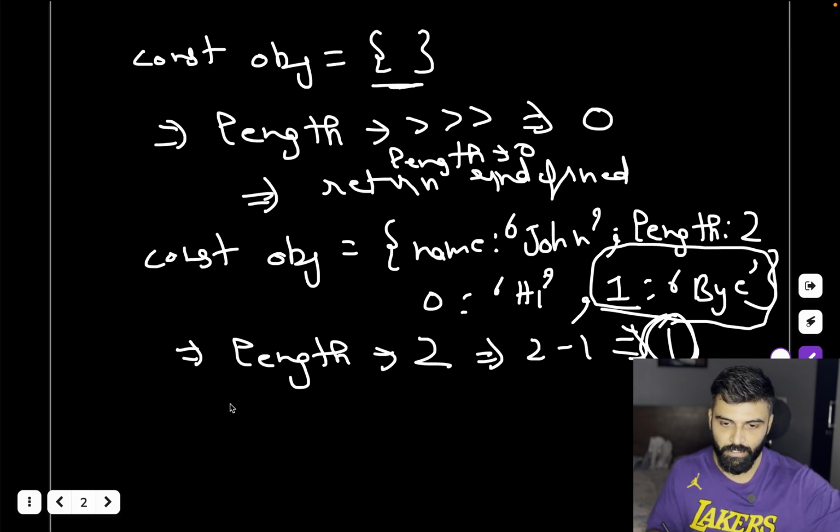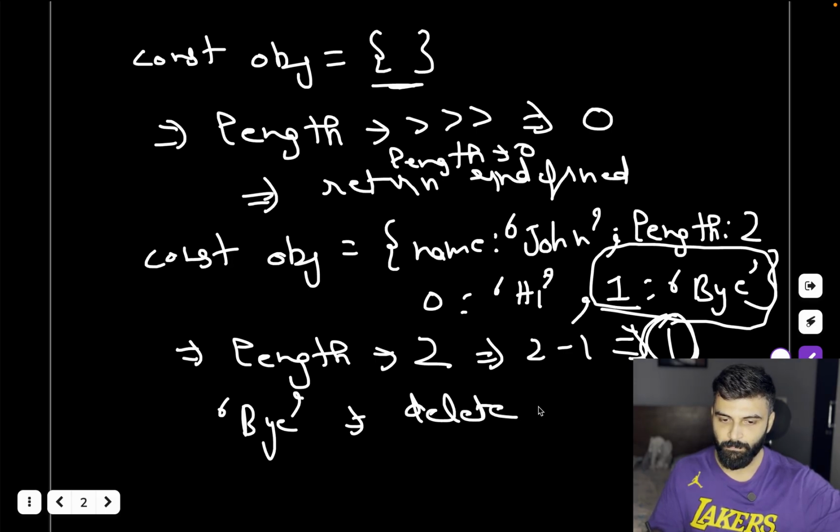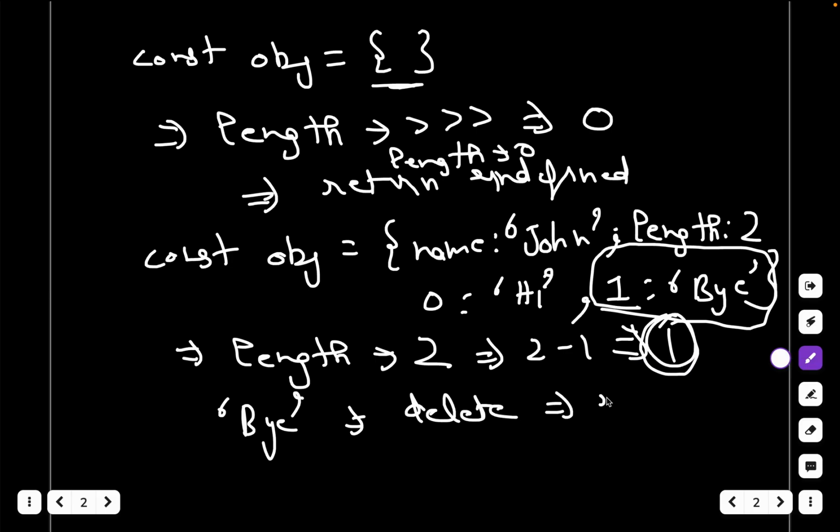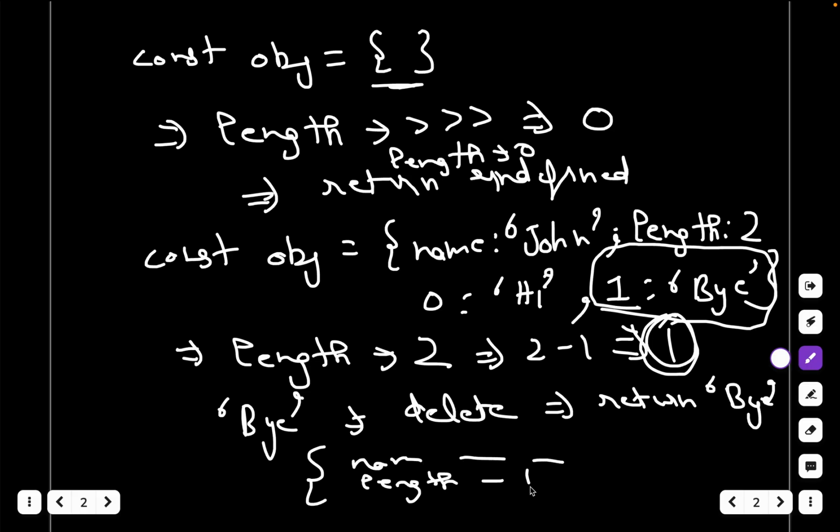So it will store the value of this, it will store this by, and then it will delete this key, okay, and it will return the value which is by here. The updated object will have name as John, length as 1 because we have deleted one element. If it does not find any element with the value 1, it will still decrease the length. Okay, keep this in mind.